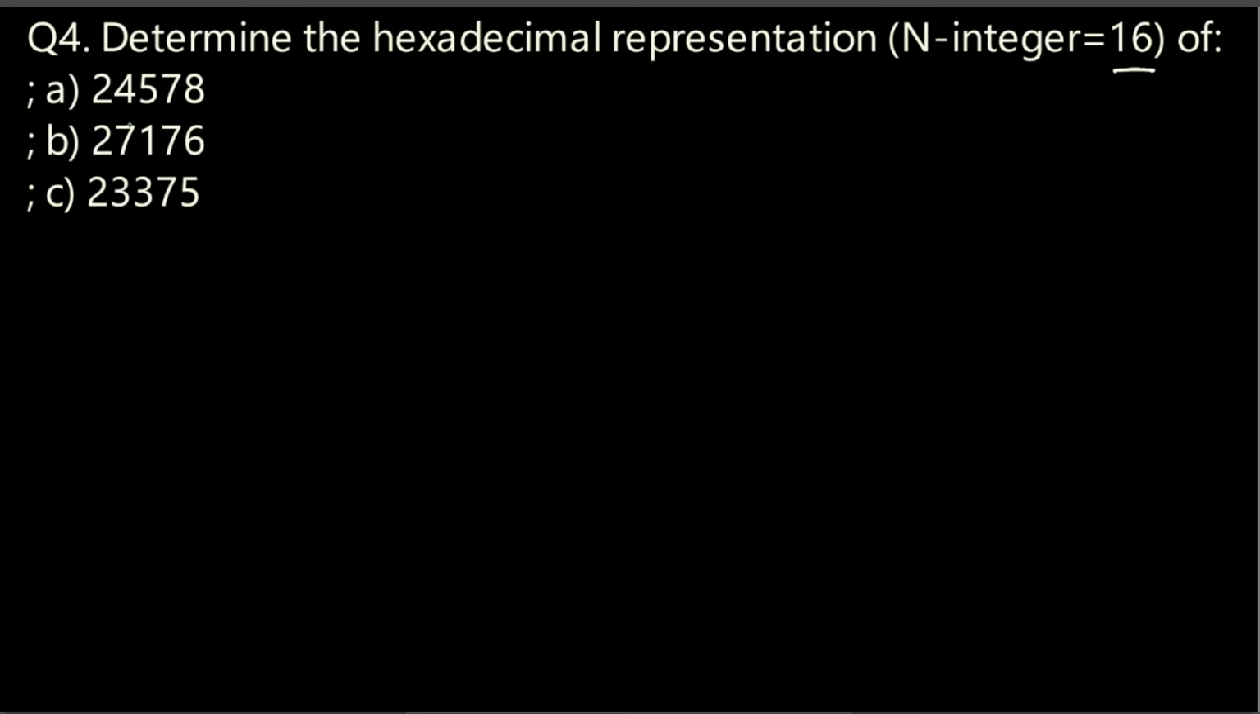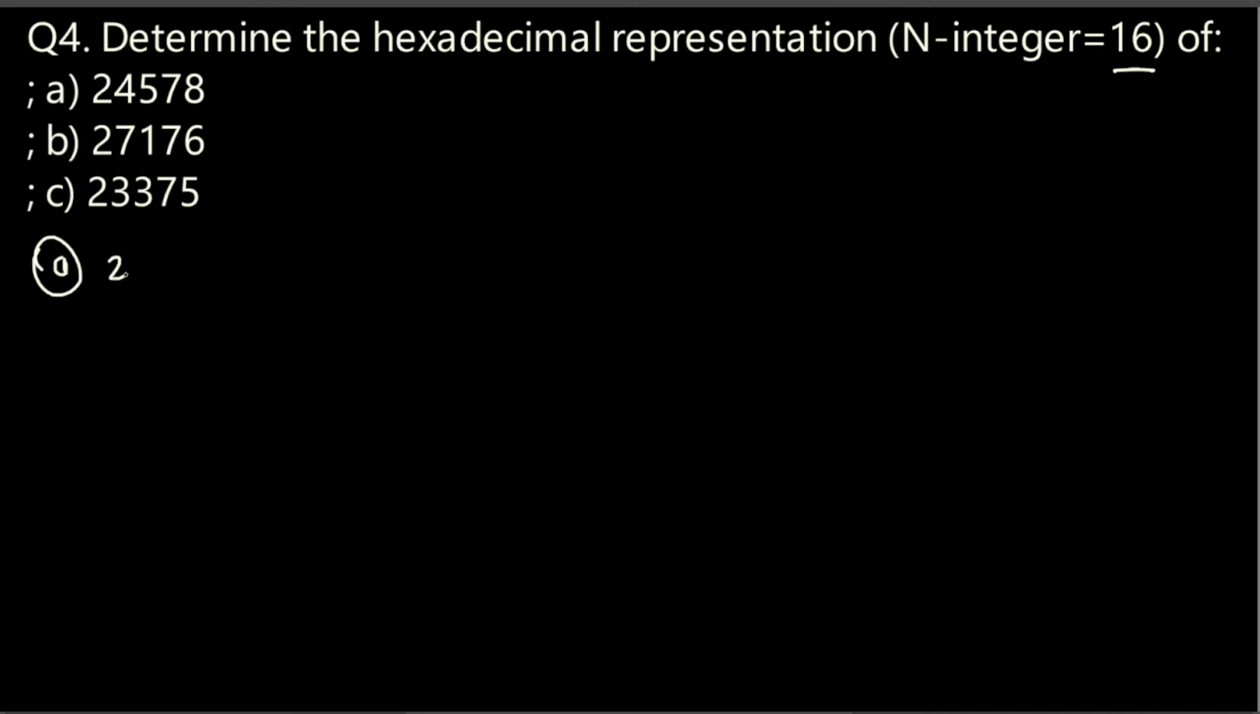First, we have 24,578. To convert this into hexadecimal, one thing we can do is convert it into binary and then convert back into hexadecimal, or we can directly convert it into hexadecimal by dividing. Now let's look at the direct method in this video.